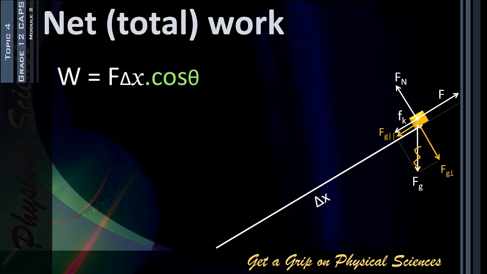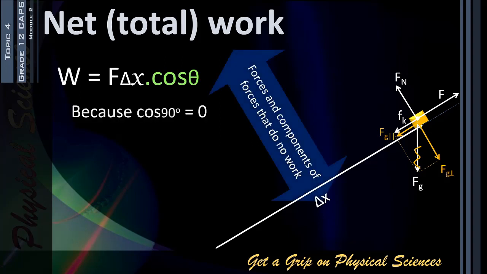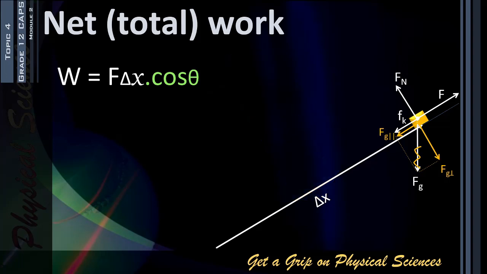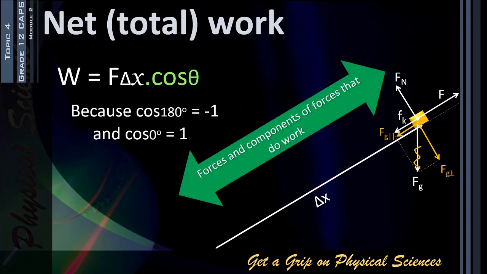Now we already know that all the forces that are acting perpendicular to the displacement of the object can be ignored because the cos of 90 degrees is equal to 0. So we only include those forces or components of forces that are acting in the same direction or opposite to the direction of the displacement of the object. So in this case, we have an applied force, we have kinetic friction, and the parallel component of gravity.